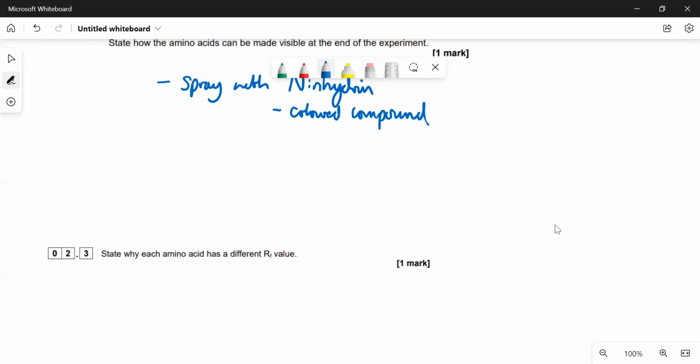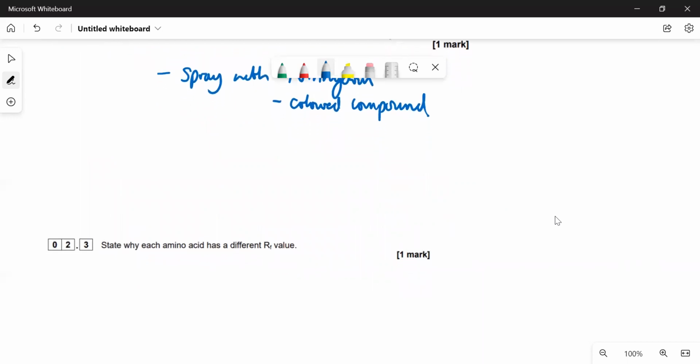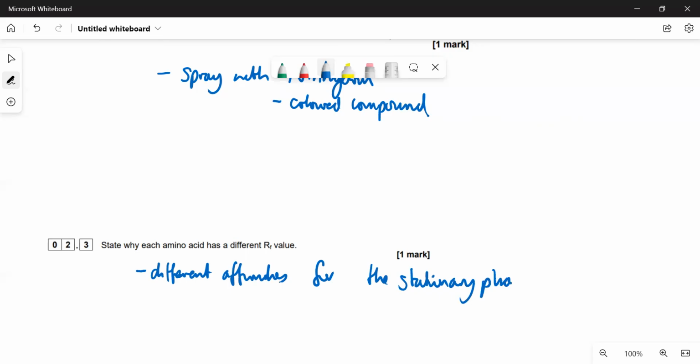State why each amino acid has a different RF value. Well, they move different amounts up the paper. Why is that? It's because they have different affinities for the stationary phase, which is not the paper, it's the TLC plate, the silica gel, and the solvent. So each amino acid has a slightly different liking or affinity for those two things, and so they move different amounts. That's all you need to say for 1 mark.